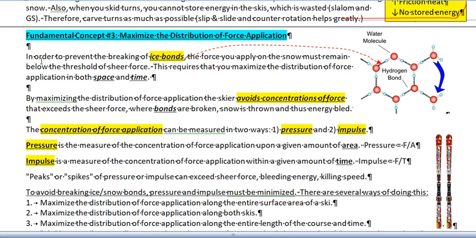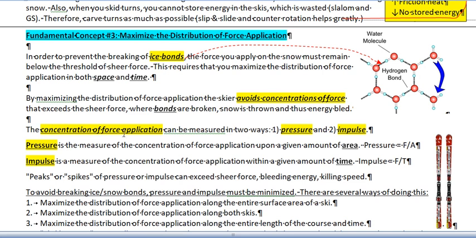Now the idea is, in order to prevent breaking ice bonds, and these are ice bonds between water molecules, the force you apply under snow must remain below the threshold of shear force. Shear force is the force with which you cut these and break them. This requires that you maximize the distribution of force application in both space and time. Spread it out. By maximizing the distribution of force application, the skier avoids concentrations of force that exceed shear force, where bonds are broken, snow is thrown, and thus energy bled, slowing you down.